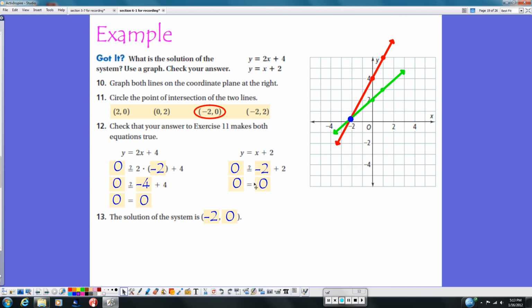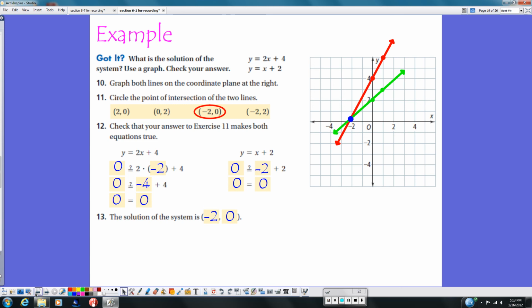0 does equal 0. Same thing over here. When I put in the 0 and the -2, I come up with a true statement. So my solution to the system is -2, 0. But again, on my graph, I could interpret this as -2, I don't know, maybe half, something like that.